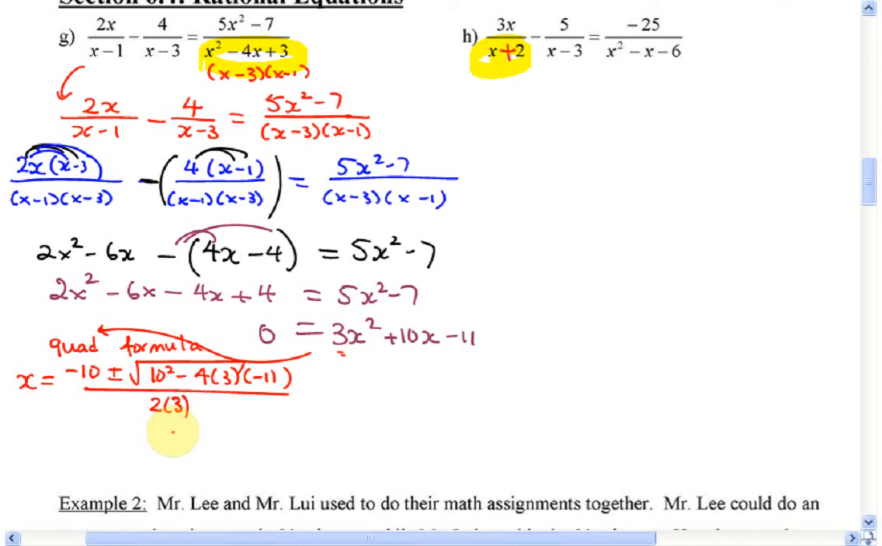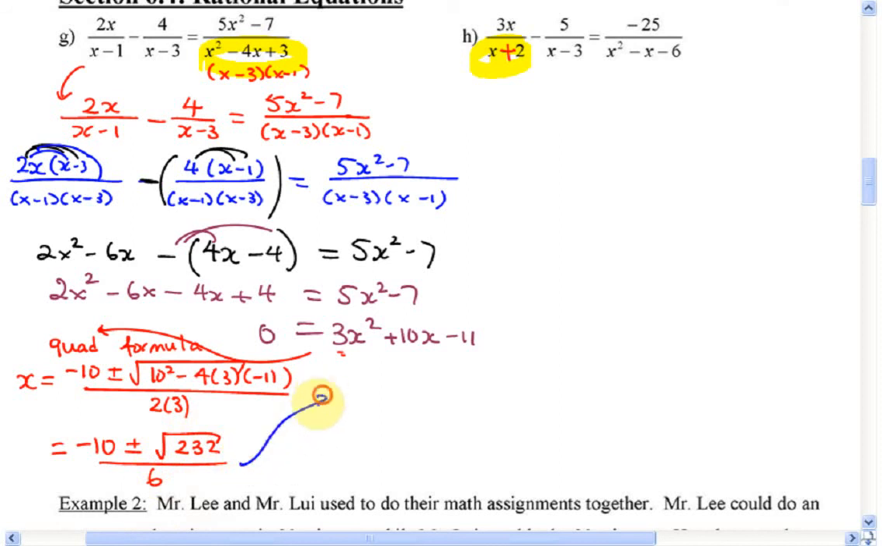Okay, so let's go ahead and solve this now. So negative b plus or minus the square root of b squared, that's 100, minus 4ac. Let's see what that is. 4 times 3 is 12. 12 times 11 is 132. That's 232, correct? Okay. All over 6.